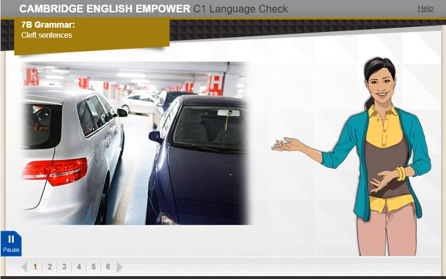You studied cleft sentences in this unit. For example, instead of saying, "he parks his car inconsiderately," we can say, "what he does is park his car inconsiderately." Let's take another look.